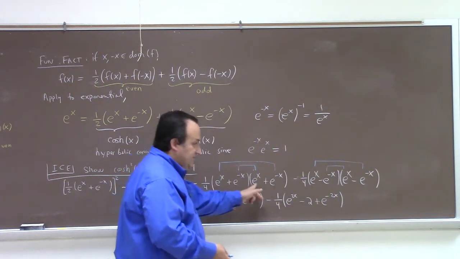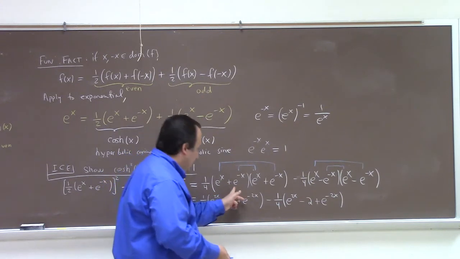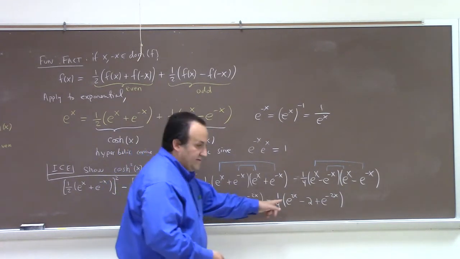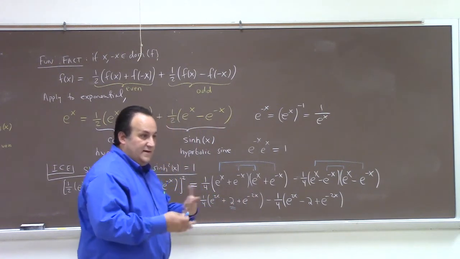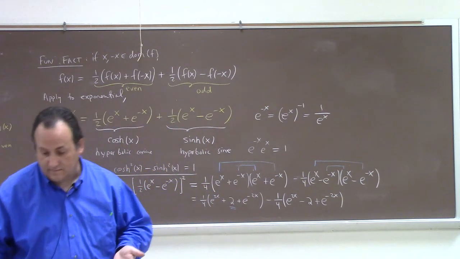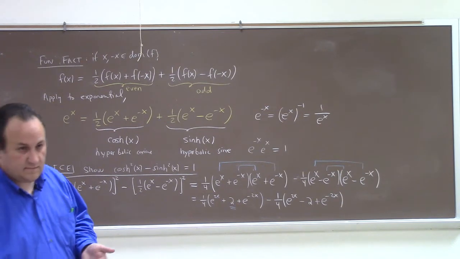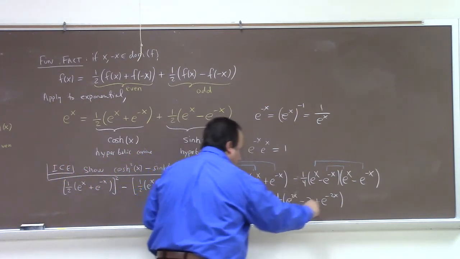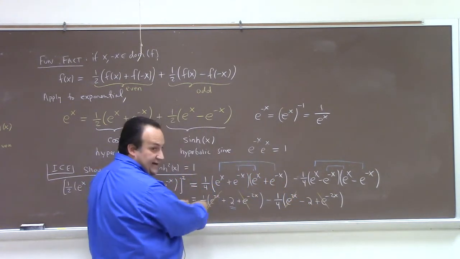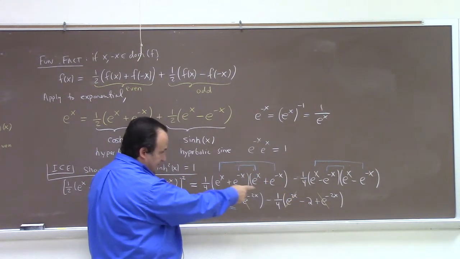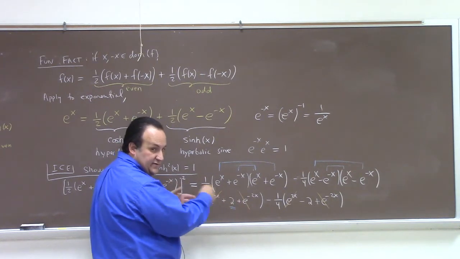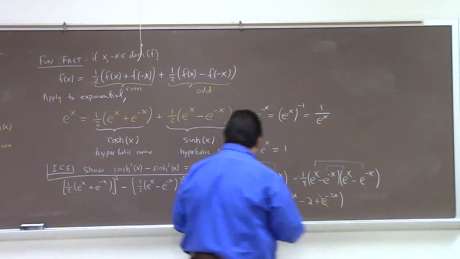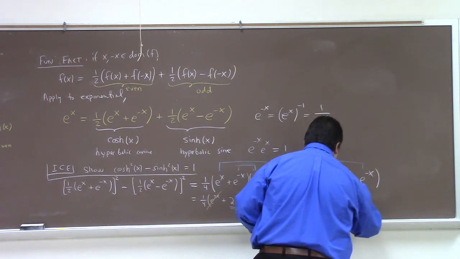I also have e to the x times e to the x. That gives me e to the 2x. E to the minus x times e to the minus x gives me e to the minus 2x. And likewise over here. So what happens is the exponentials cancel, right? See that? These guys cancel out. And you're left with a half minus a half, or 2/4 plus 2/4, which is 1. So this all simplifies to 1.